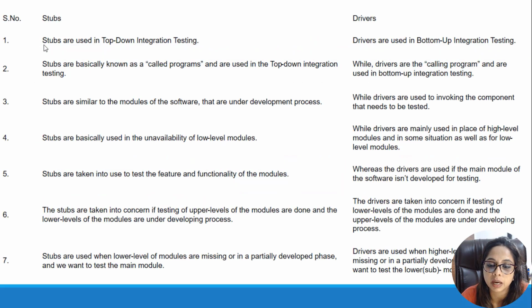Now, if you see a tabular difference between the stub and the driver quickly. Stubs are of course used in the top to down approach. We have already seen it, and the drivers are used in the bottom to up approach. Stubs are called called programs, and drivers are called calling programs. We have already talked about it also. Now stubs are similar to modules of the software that are under development. Yes, in the entire process of development, they are not yet ready. So what we do, we use stubs. So they are the modules which are under development.